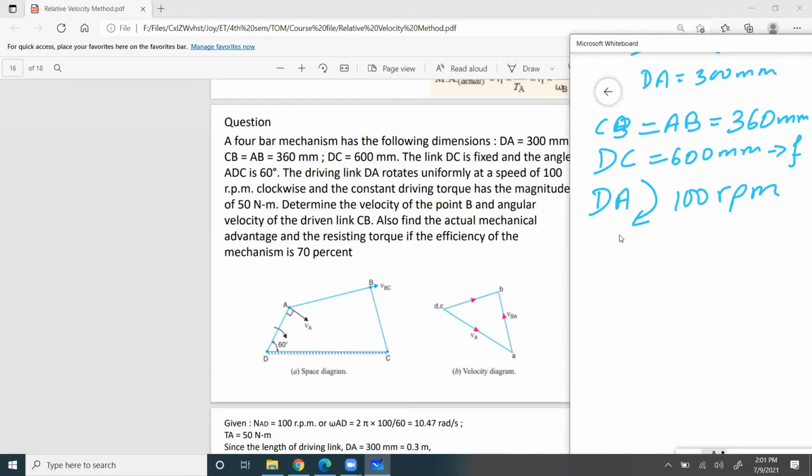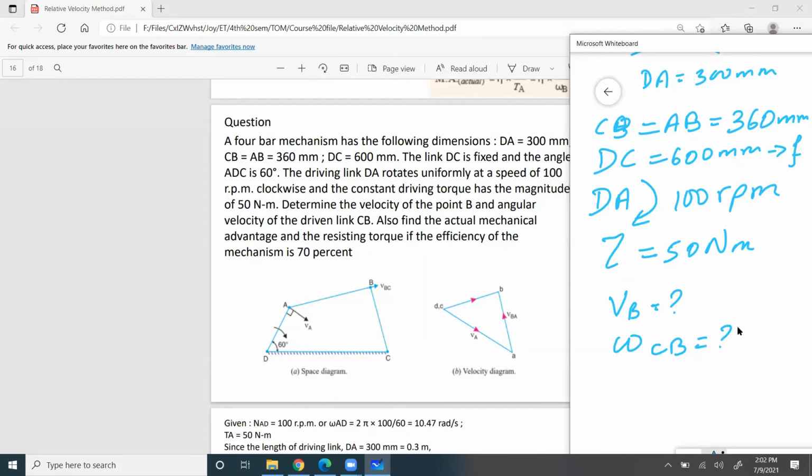Tau of driving is equal to 50 Newton meter, right? 50 Newton meter. Now what we have to do is find the velocity of point B and the angular velocity of the link CB.